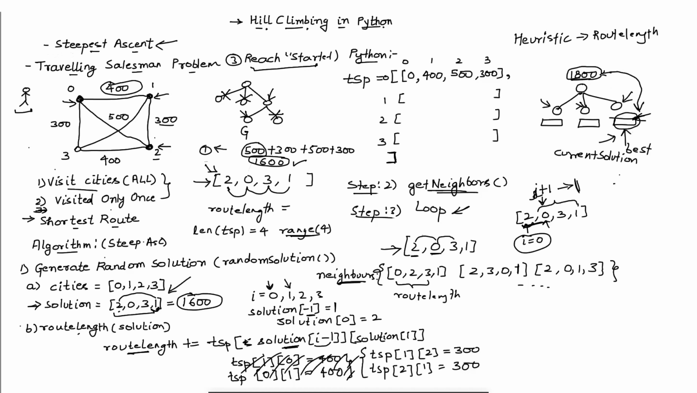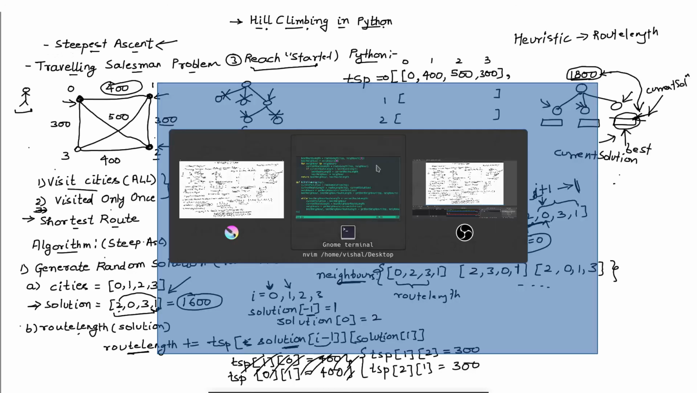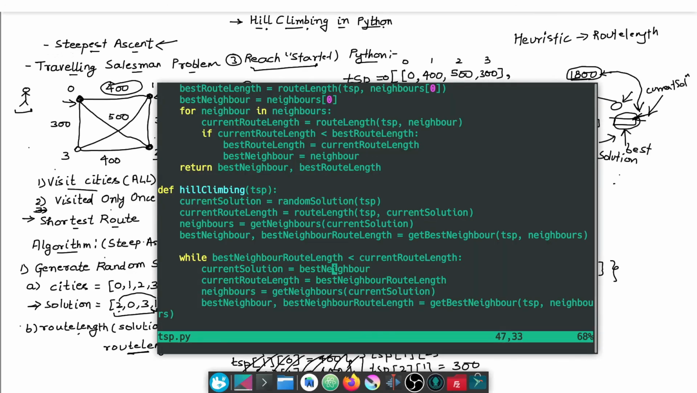And then, if this is the best root, we are going to assign this one as the current solution. That's what we do in the steepest ascent. We find the best neighbor and we assign the current root length. So here in this function, in this while loop, you can see we have assigned the current solution as the best neighbor, and we have also assigned the root length as the best neighbor root length.